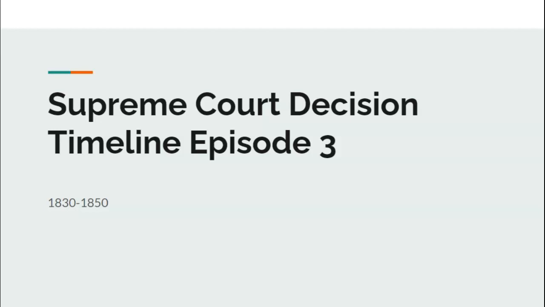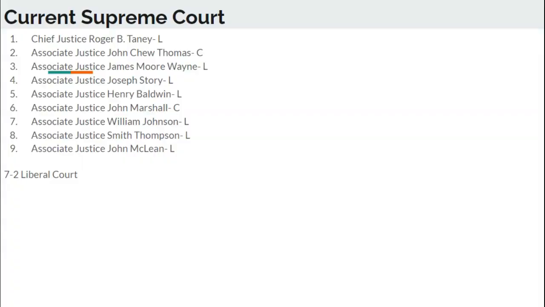Today we're going to be going through the years of 1830 all the way up to 1850. Here's the current Supreme Court as of the last episode. It is a 7-2 liberal court, so the Democratic Republicans have a huge advantage at the moment.